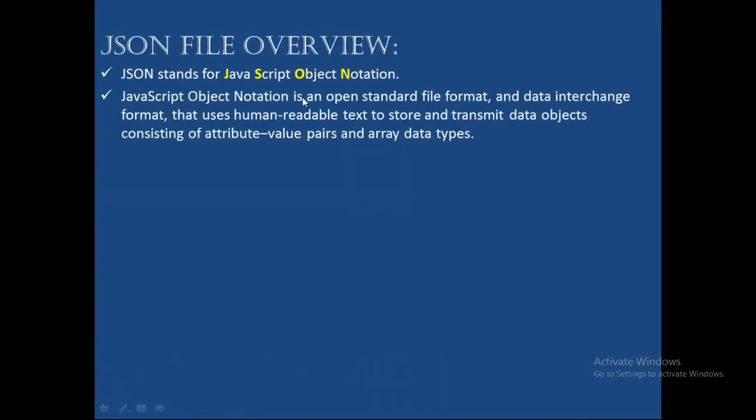Next, let's see JSON. JSON stands for JavaScript Object Notation. JavaScript Object Notation is an open standard file format and data interchange format that uses human readable text to store and transmit data objects consisting of attribute value pairs and array data type. What it means is, whatever data you have in JSON, this data will be in attribute value pairs. It's nothing but key and value pairs.